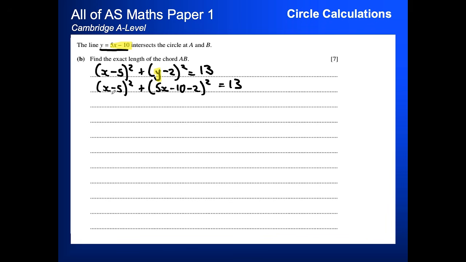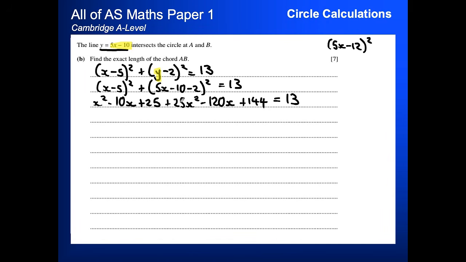And let's expand some brackets. So x minus 5 all squared is going to be equal to x squared minus 10x plus 25. If you need to practice that, please do. It's a really important skill. Now, minus 10 minus 2 is equal to 5x minus 12. So we're going to need to expand that as well. So we get 25x squared, minus 60x minus 60x is minus 120x, and minus 12 times minus 12 is 144. Again, you can use your calculator to help you with these things.